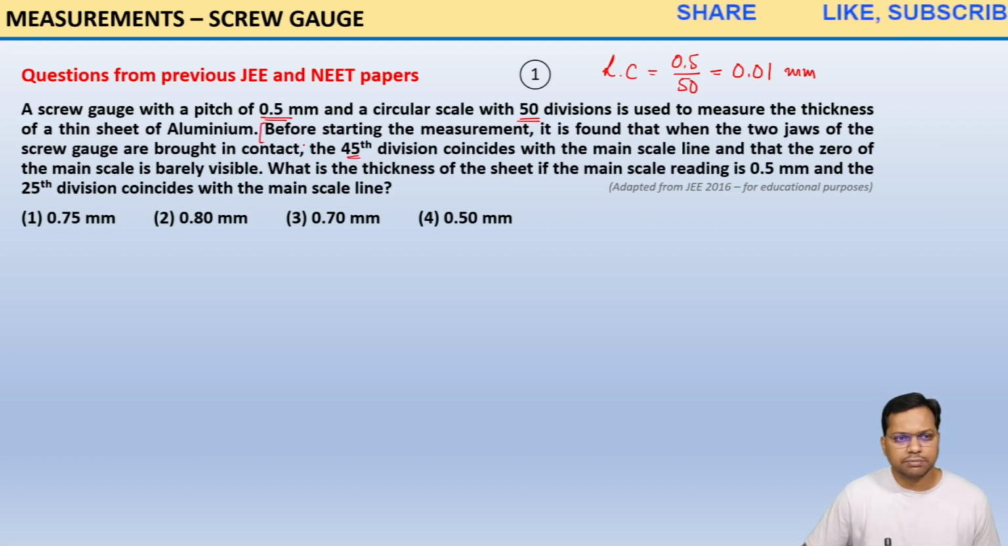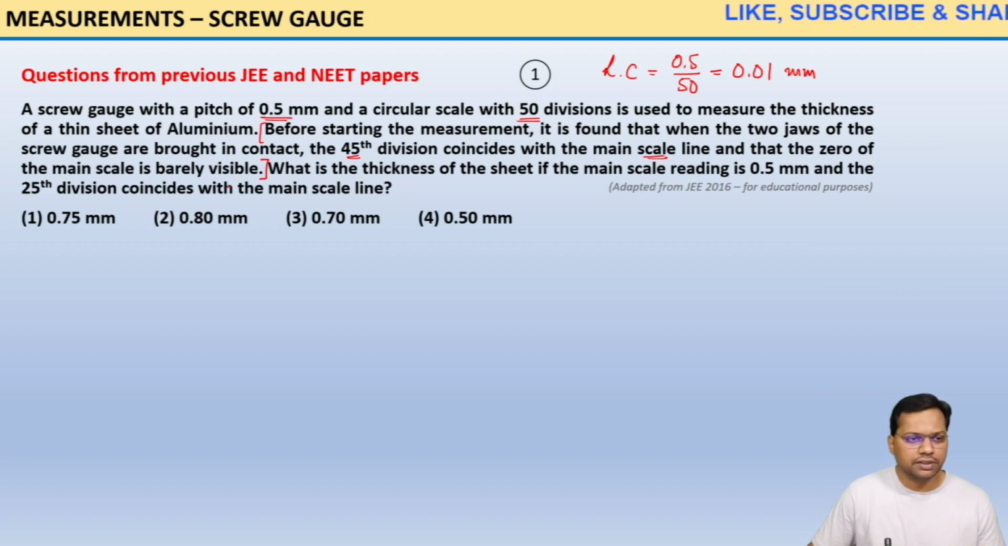In the second step, before starting the measurement, it is found that when the two jaws of the screw gauge are brought in contact, the 45th division coincides with the main scale and that the zero of the main scale is barely visible. The zero error of a screw gauge is the most important part, where most of the students get confused. In the first question itself, we come across this kind of situation, so it will be very useful because we'll see a detailed explanation related to this topic.